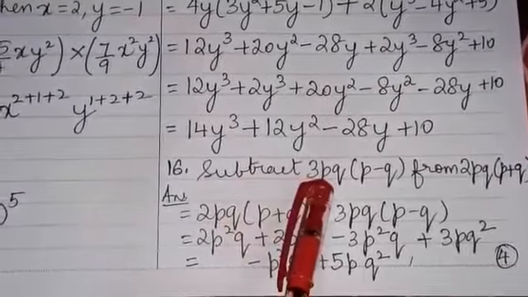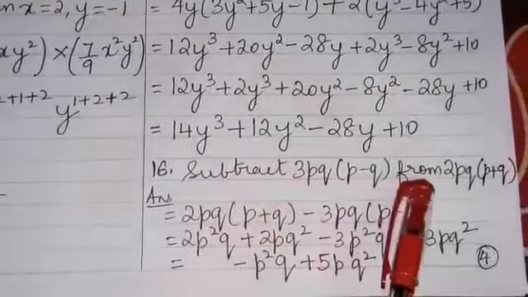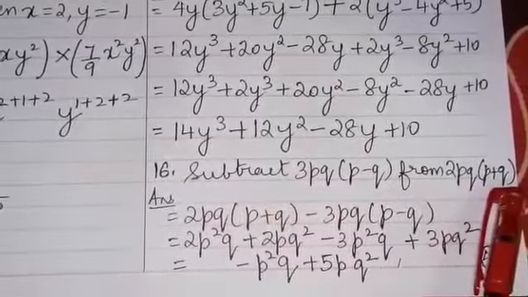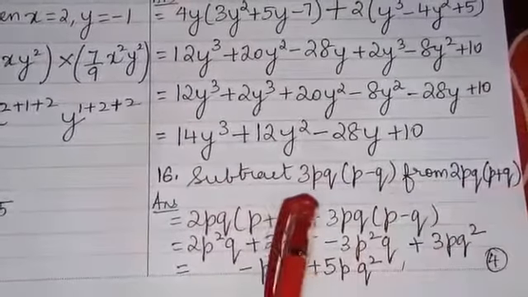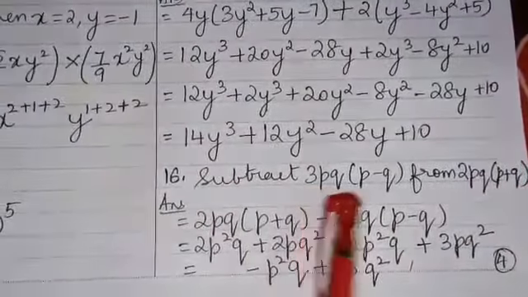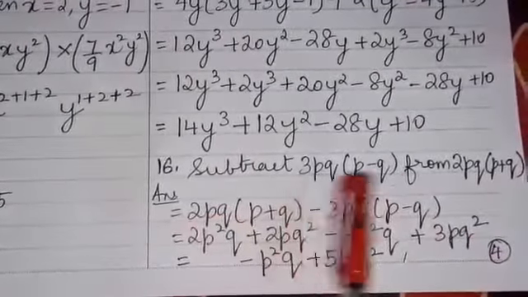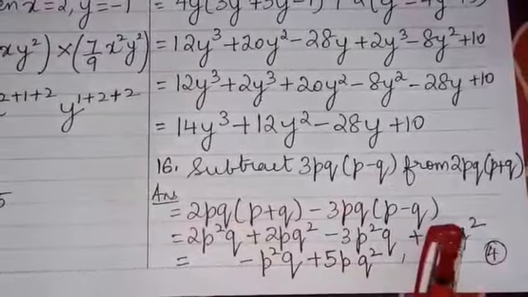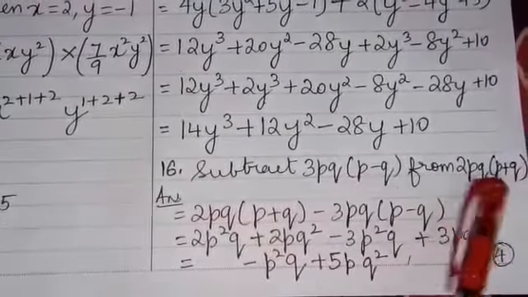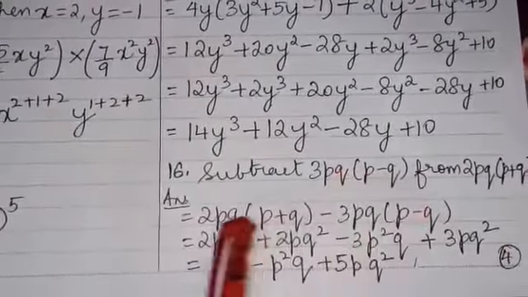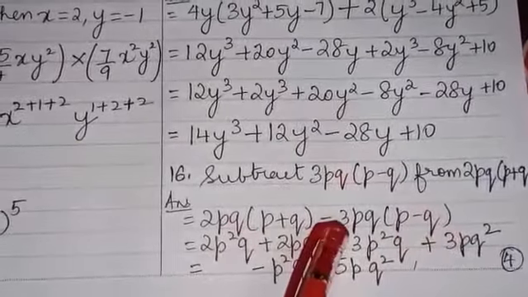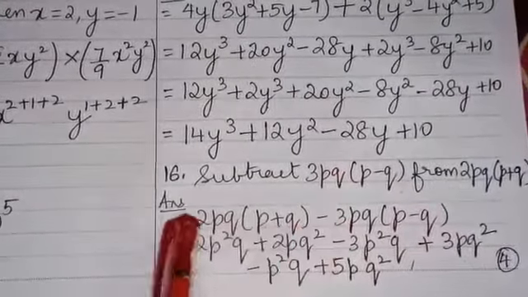Subtract 3pq into p minus q from 2pq into p plus q. So we know when we have to subtract, the expression after "from" has to be written first, followed by this expression. And since these two expressions have to be subtracted, they are connected by the minus sign. So this will be the first step.